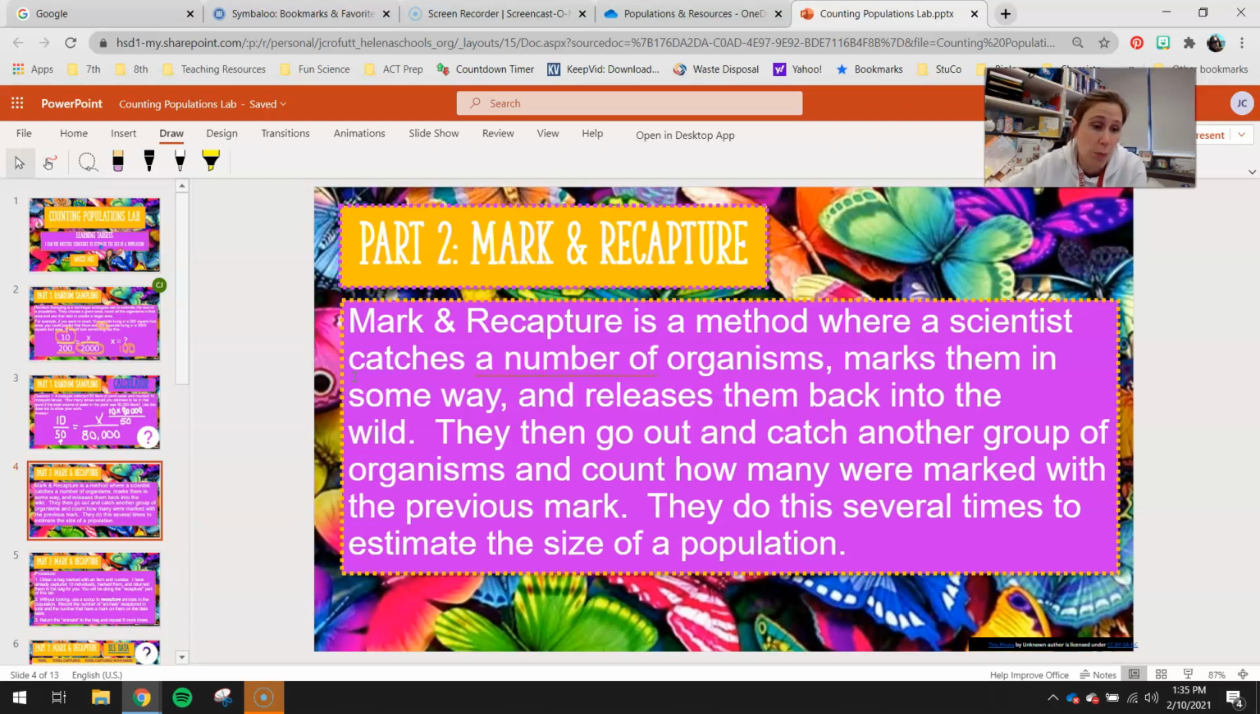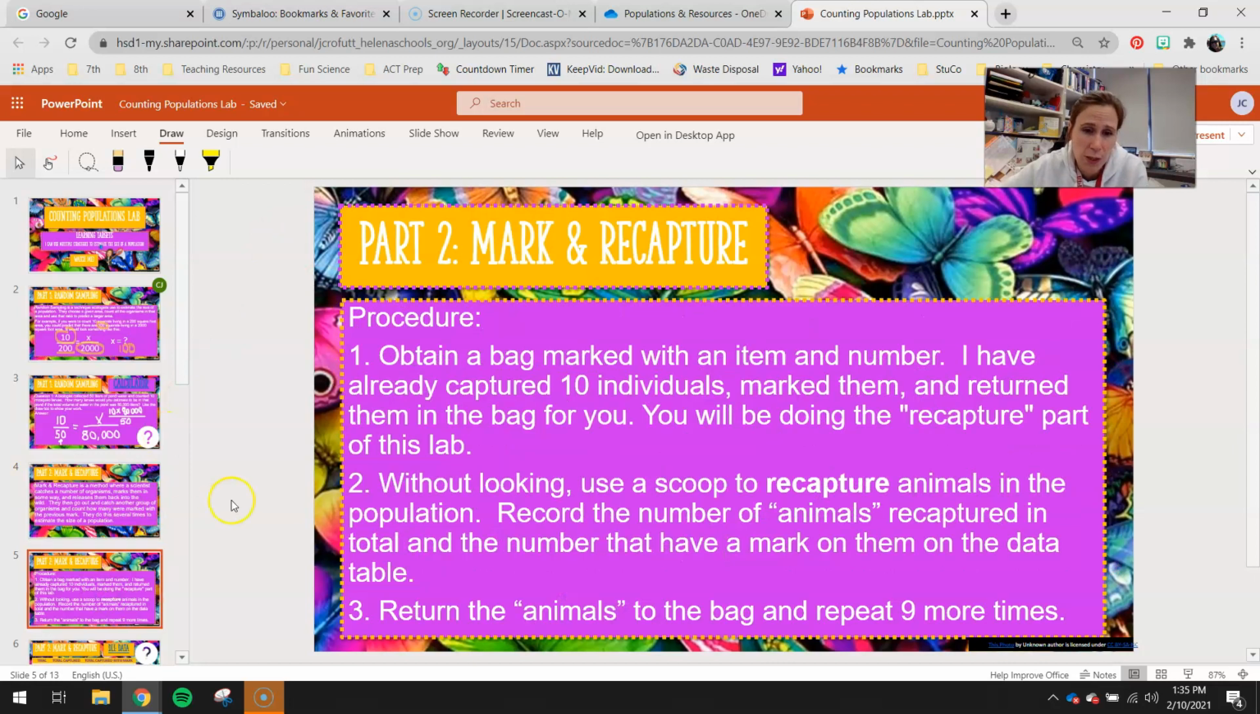Those of you who are working from home will be doing something similar, except you're going to be doing it via video. Here is the procedure the kids in class have: they obtain a bag marked with an individual item and number. You will see the same thing. In your case, the item is tokens, and your number will be number 3. I have already captured 10 individuals, marked them, and returned them to the bag. And then you will be doing the recapture part.